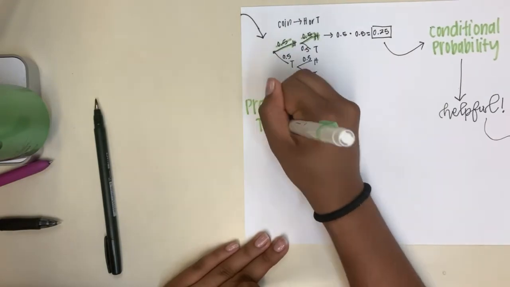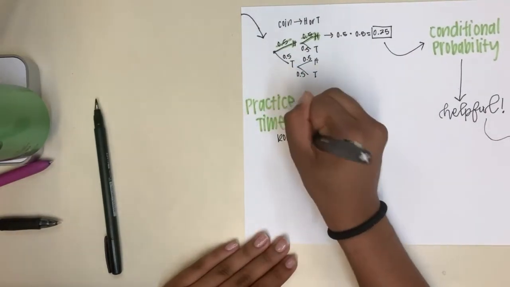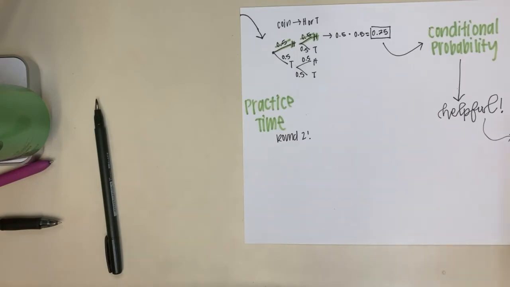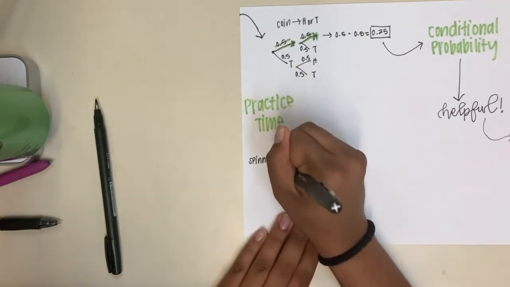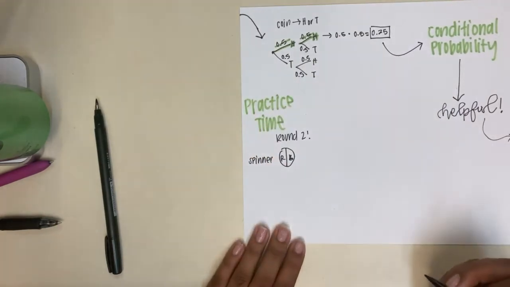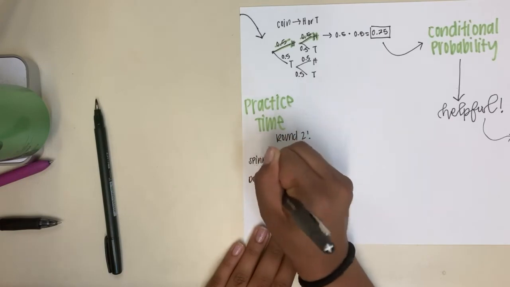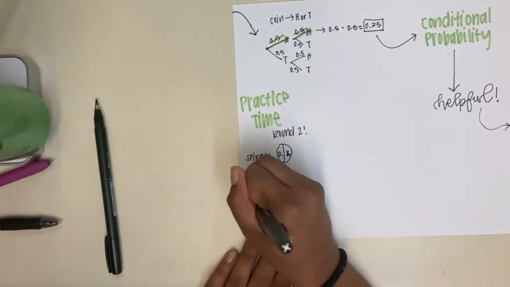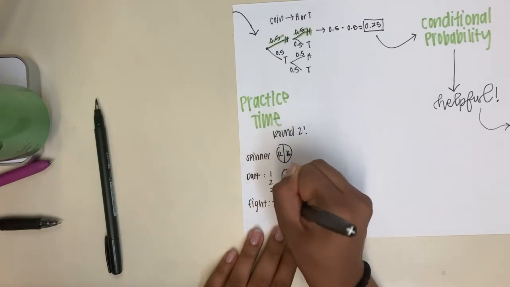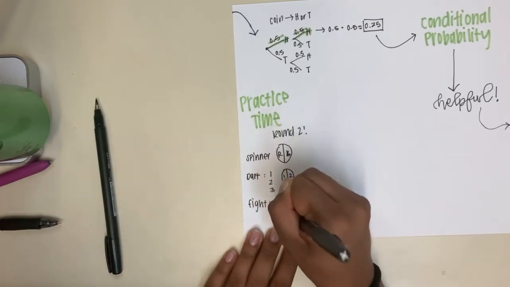Question 3. A dog spins a spinner, throws a dart, and then eats an apple. Then the dog chooses to fight either a human or a cat. The spinner has 2 sections of equal size, red and blue. The dartboard has 3 sections of equal size, 1, 2, and 3. 3 out of 4 times the dog chooses to fight the human instead of the cat. Wow, this one is a doozy.